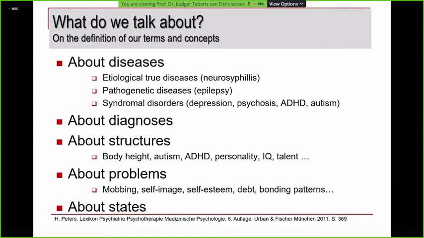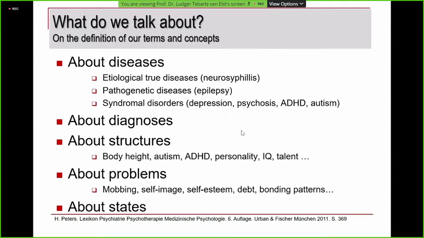So as doctors and psychologists, we want to make diagnoses, and often we think when we've made a diagnosis that we have clarified a special feature, but it's not so clear what diagnoses are at the end of the day. And in everyday life, in medicine and psychology, we work with very different concepts of diagnoses.